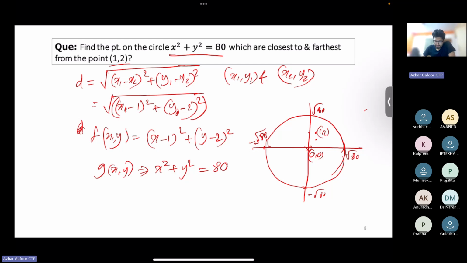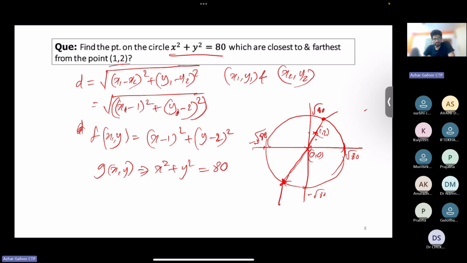Now what we need to find is the closest and the farthest point on the circle. If we draw some line through here, this will be the closest point and this will be the farthest point. So these 2 points are the points that we need to find by this optimization problem. So just follow the same steps, that is delta f is equal to minus lambda into delta g.